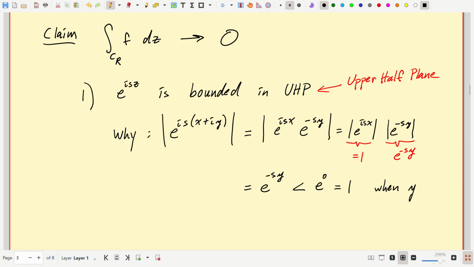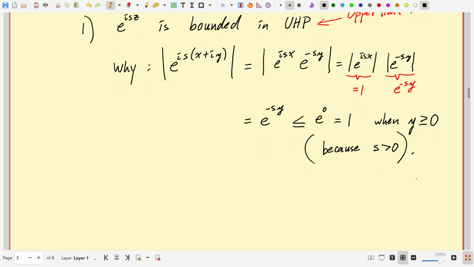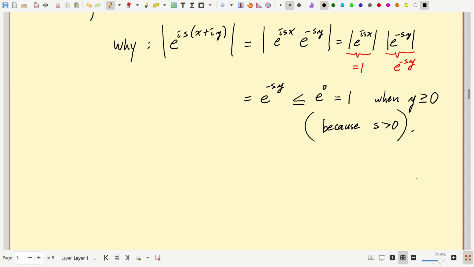When y is greater than or equal to 0, it's less than or equal to 1 in modulus. That's the upper half plane. And that's because s was positive. If s were negative, I'd be sunk right at this point and have to think about something else. Okay, so that thing's bounded.